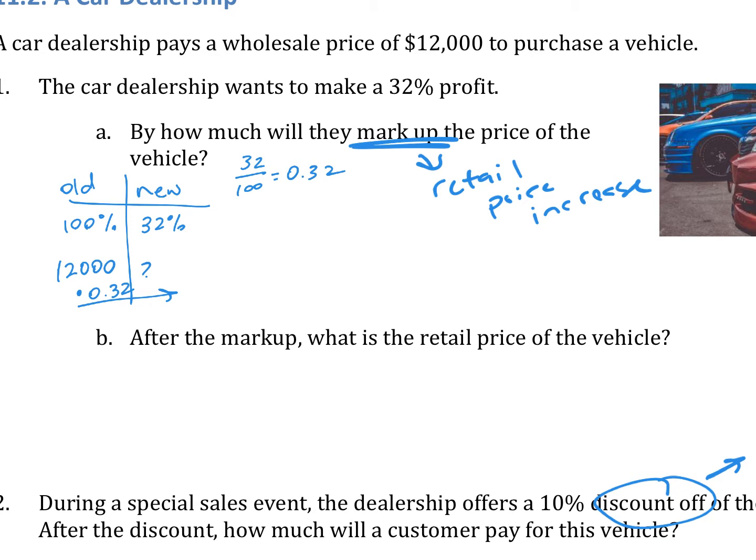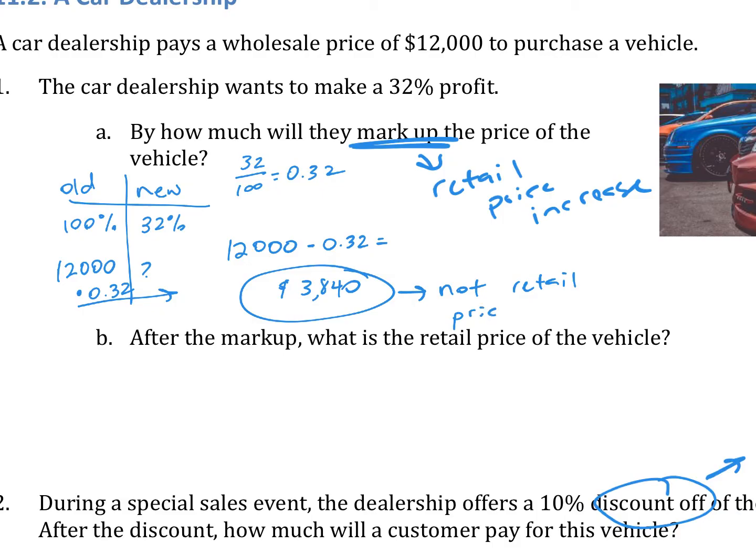Now 12,000 times 0.32 is $3,840. So this is how much they're marking up. This is not the retail price. This is what we need to add on to the wholesale price. This is just the markup.